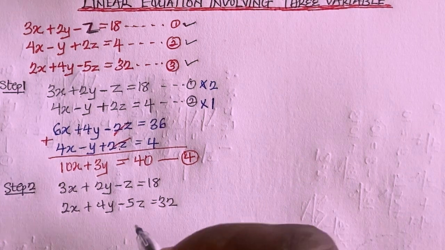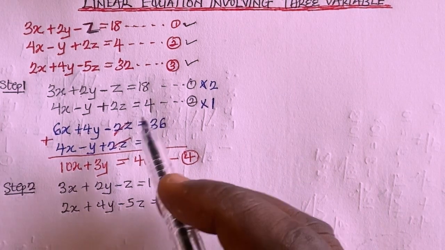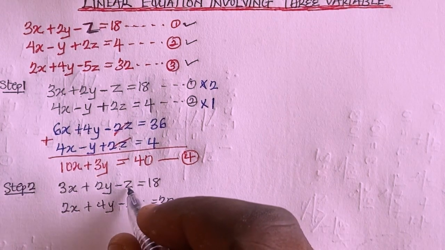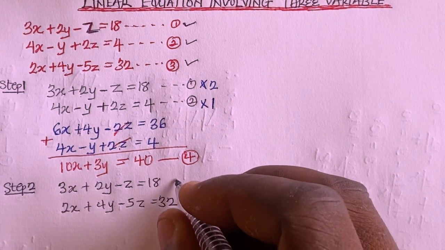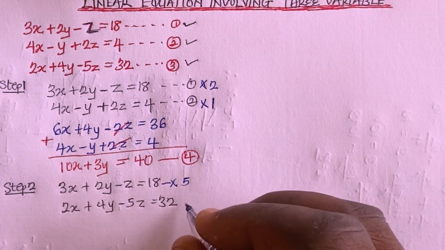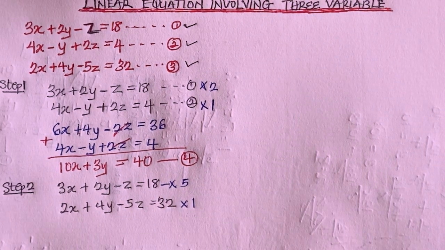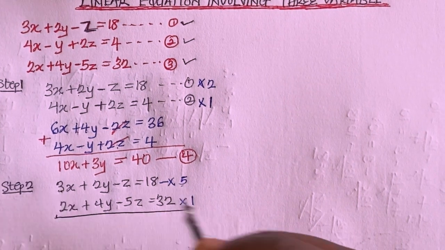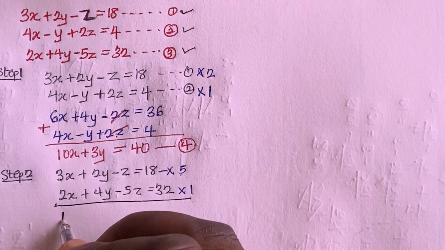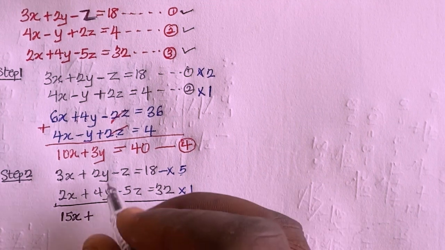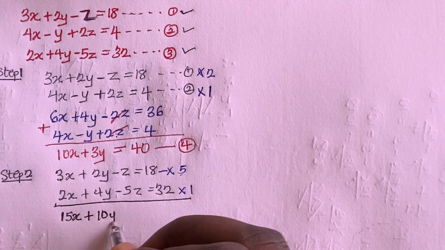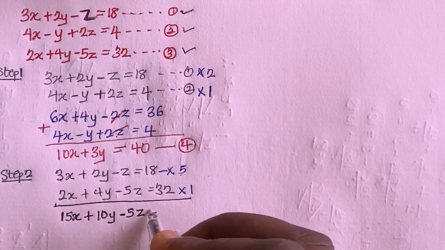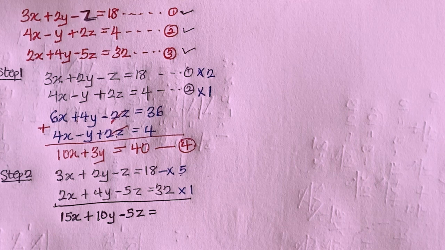Then what's the next thing that you need to do? You choose to eliminate the same variable that you eliminated in step 1, which is z. So that means you're going to multiply this by 5, and multiply this by 1. Multiplying them by 5 and 1, I'm going to have 5 multiplied by 3, that's 15x, then plus 2y multiplied by 5, that's 10y, minus 5z equals 18 multiplied by 5, that's 90.